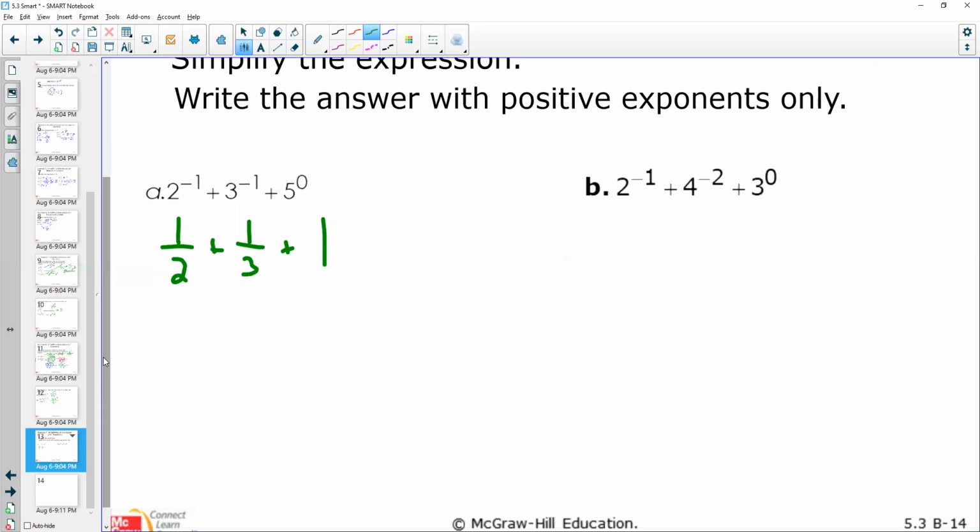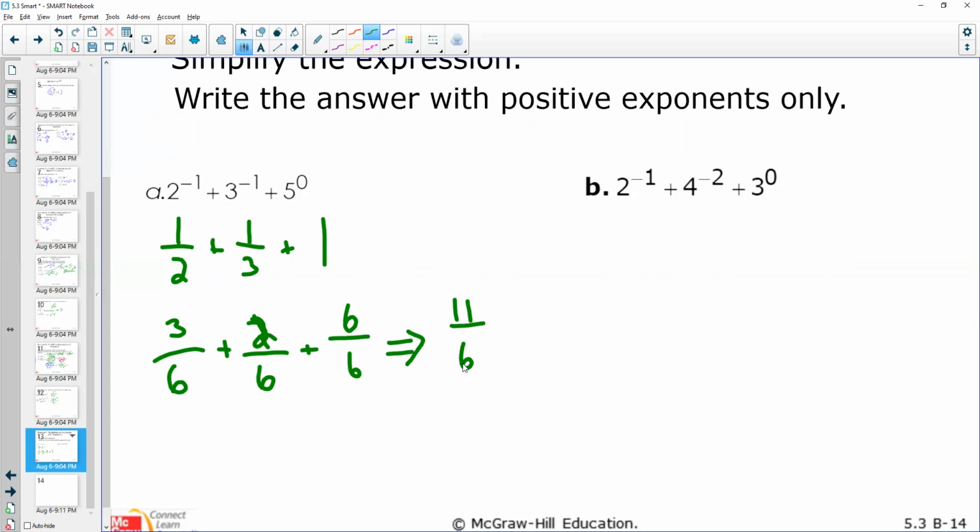Well, to do that, I need a common denominator. Common denominator for 2 and 3 would be 6. So half is the same as 3/6. 1/3 is the same as 2/6. And 1 is the same as 6/6, right? That's a whole. So if I add all that together, I get 11/6. I'm done. Okay? Do the same thing in B.